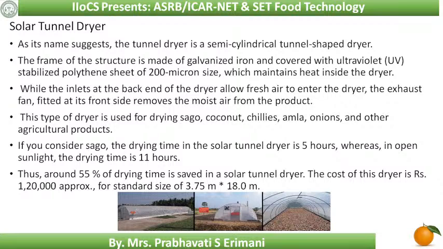For example, in the case of sago, the drying time in the solar tunnel dryer will be about 5 hours, whereas in open sunlight, just sun drying, it will be about 11 hours, more than double. So we can say around 55% of drying time is saved in a solar tunnel dryer. The cost of this dryer is approximately 1,20,000. This is the standardized size. So this is about the solar tunnel dryer.